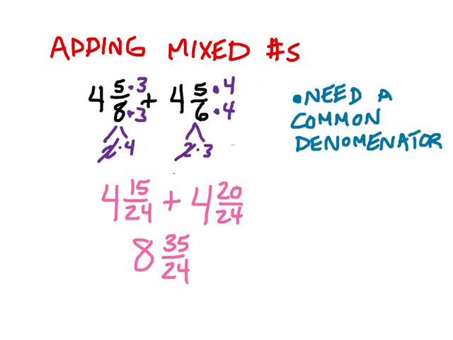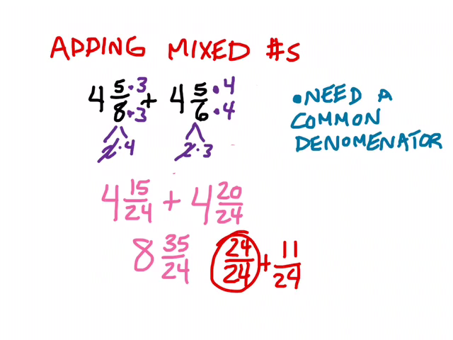The way that I do that is break these things apart and think about how many wholes I can get out of 35/24ths. So 35/24ths is made up of one whole, 24/24ths, plus an extra 11/24ths. So I can get one whole out of it, here it is, and have 11/24ths left over. What I'm going to do is just add that whole to my other whole values. So 8 plus another whole is going to be 9.